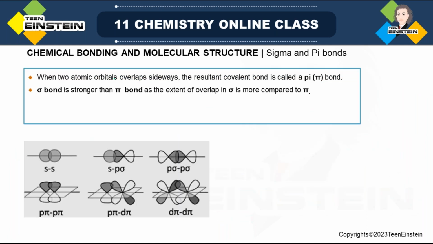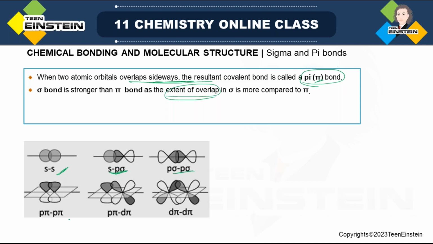Now what about pi bond? When two atomic orbitals overlap sidewise or lateral, the resultant covalent bond is called pi bond, which is denoted by this type of sign. Now remember one thing very important: sigma bonds compared to pi bonds are always stronger. And the reason is the extent of overlap in case of sigma is always high. And more overlap means more strength of the bond, right? So this is SS sigma, this is SP sigma, this is PP sigma.